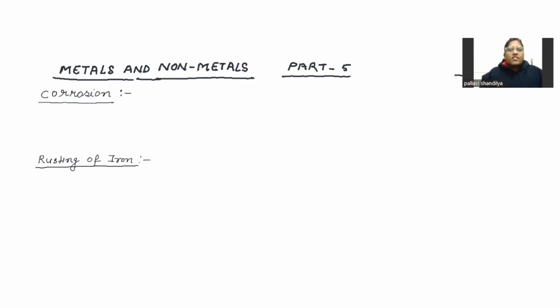In this session, we are going to learn about corrosion and rusting on iron. We are going to learn about the prevention of rusting and the factors which affect corrosion. After that, we will learn about alloys. So this is what we are going to learn today. That is part 5 of this chapter, and this chapter belongs to class 10, as we all know. So let us start today's topic. We are starting from corrosion.